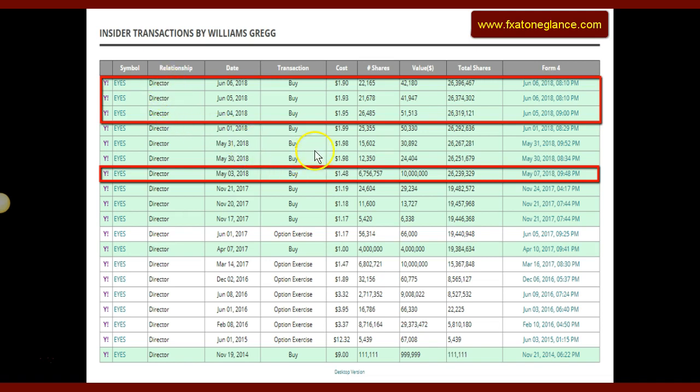The big thing is this here. Look at how many he bought here, but look at what he bought here. He bought over 6 million, almost 7 million shares on this day. So this was pretty drastic.